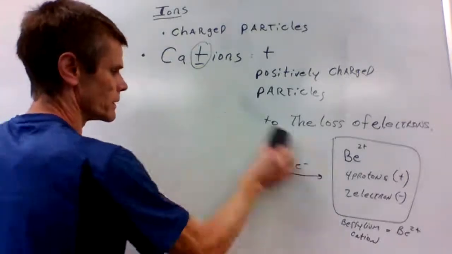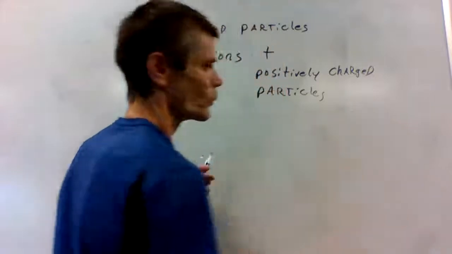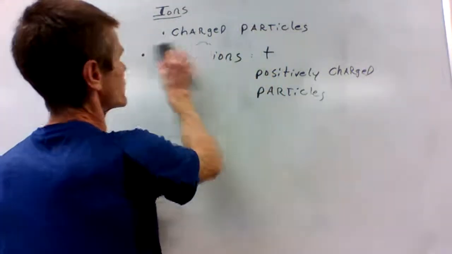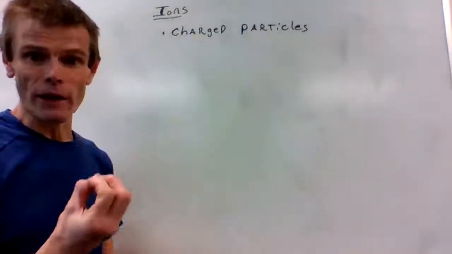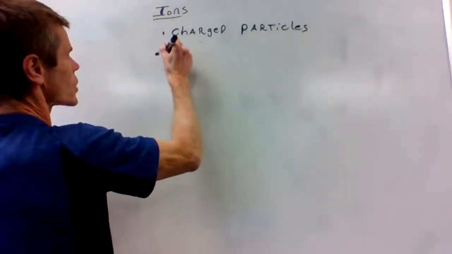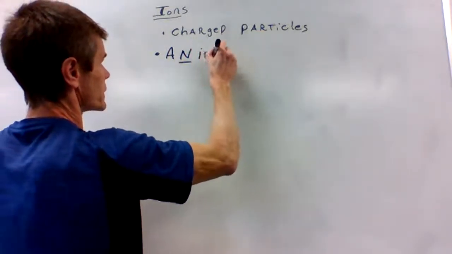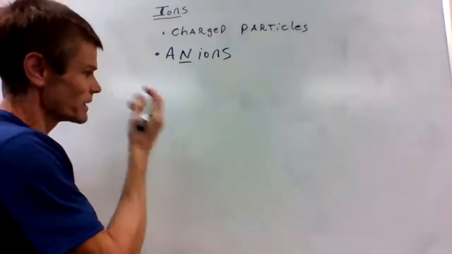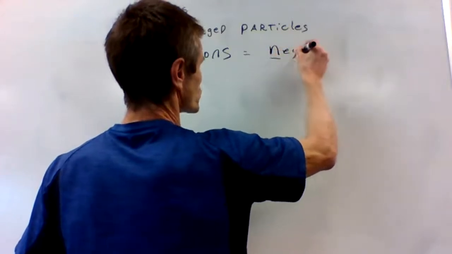Let's look at the other case. Since we have positively charged particles, we also have atoms that can gain additional electrons. Atoms that gain more electrons than protons that are in their nucleus are called anions. I'm going to underline my N, anions. Again, it sits in the middle of this, and this is how I remembered it. These are negatively charged particles.